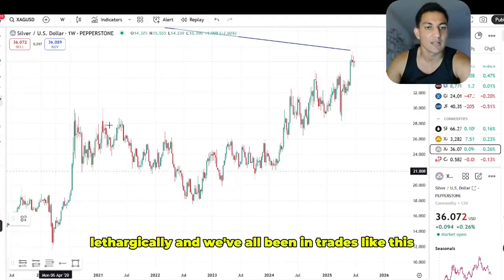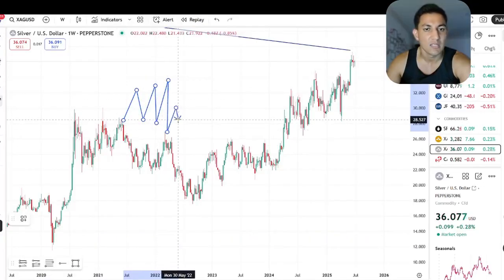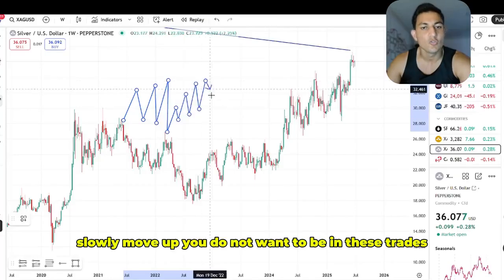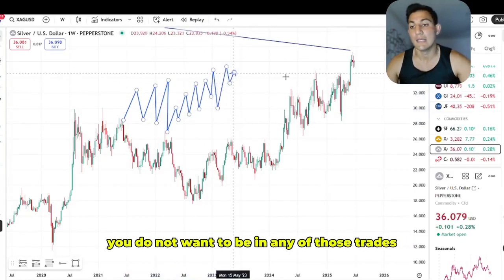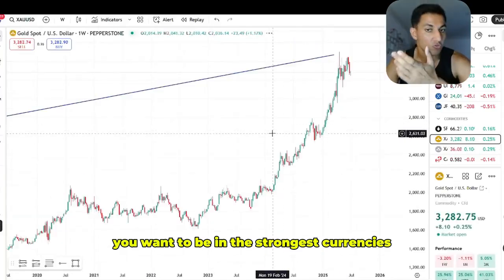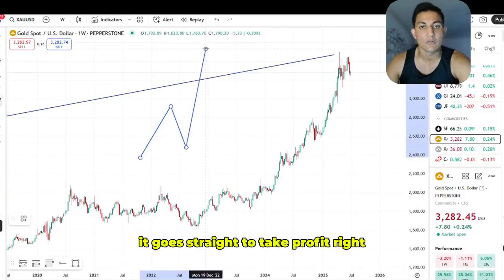And we've all been in trades like this. Price will slowly grind up, slowly come up, take out your stop loss, slowly move up. You do not want to be in these trades, right? You do not want to be in any of those trades. You want to be in the strongest currencies, and you want to be in setups that as soon as you get tagged in, it goes straight to take profit, right?